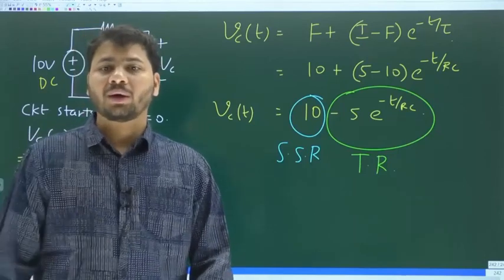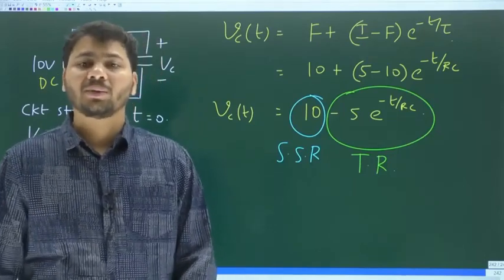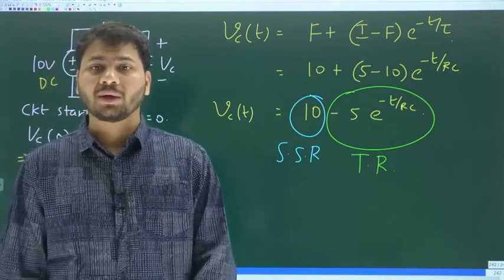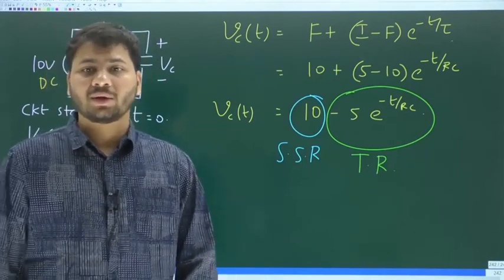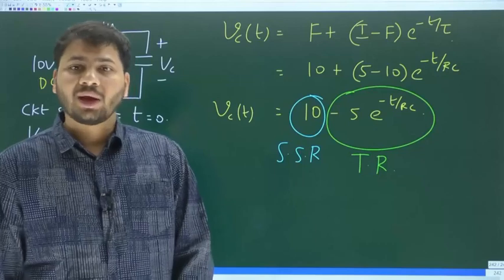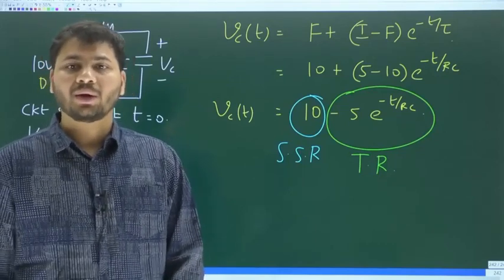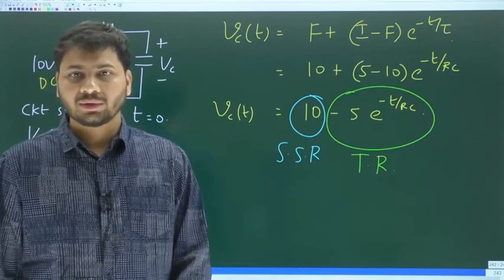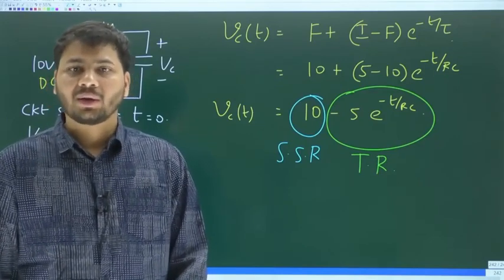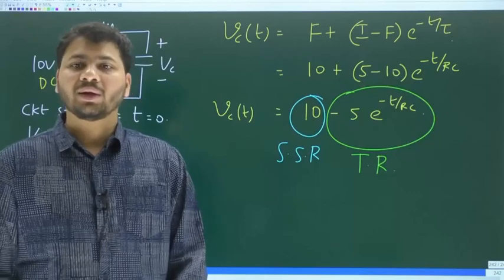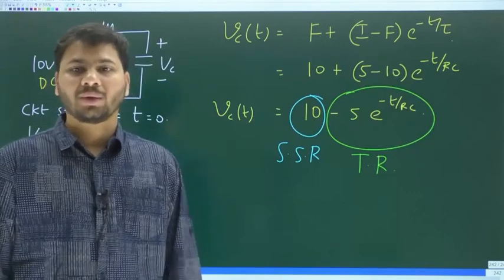It will shoot up to infinity, meaning the circuit is unstable, or the system is unstable. Any system, if it is stable, the transient response of that system will eventually decay to 0. Is this point clear? If any system is stable, then its transient response will eventually decay to 0.